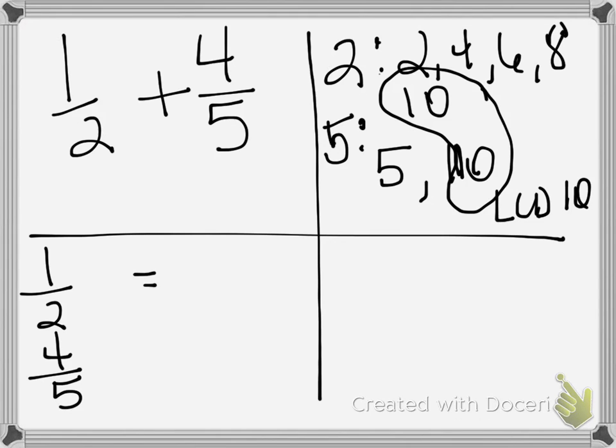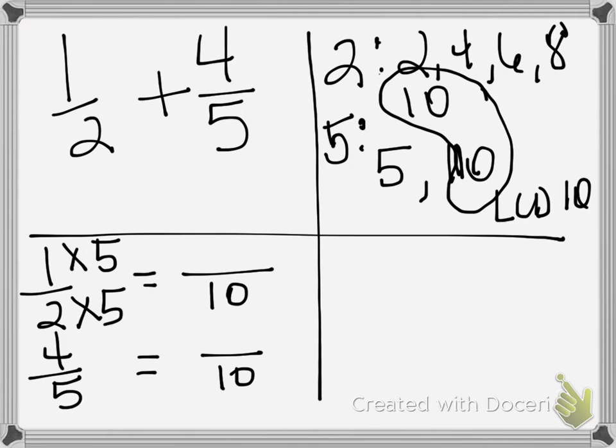So I'm going to do what I have to do to be able to get this to be 10 and this to be 10. What am I multiplying 2 by to get it to be 10? I'm multiplying it by 5. I must follow the rule that anything I do to the bottom, I must do to the top. So 2 times 5 is 10. 1 times 5 is 5. Therefore, 1/2 is equivalent to 5/10. I have not changed the value, just the size pieces.